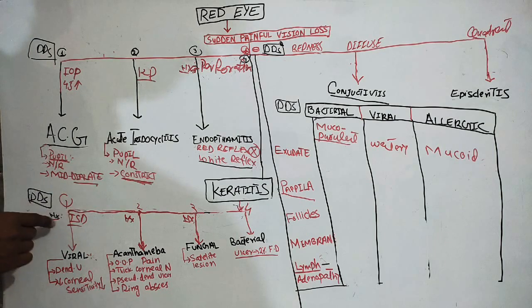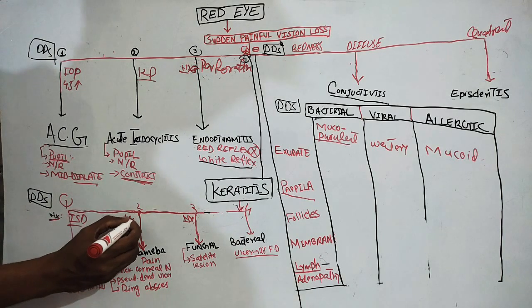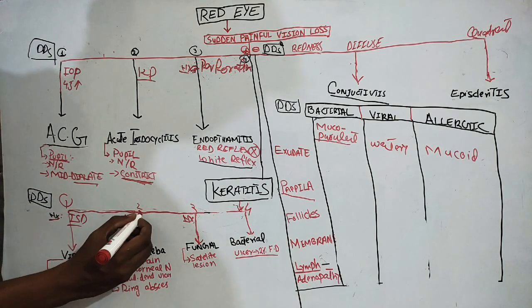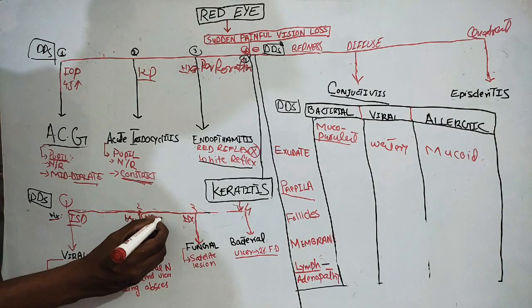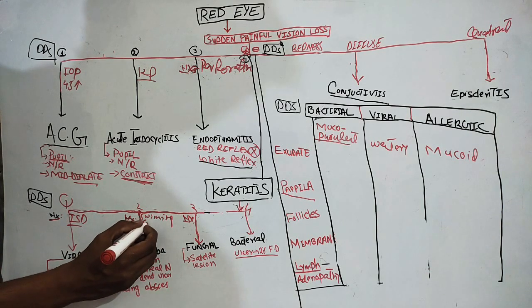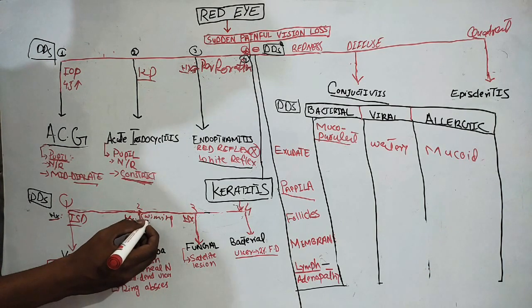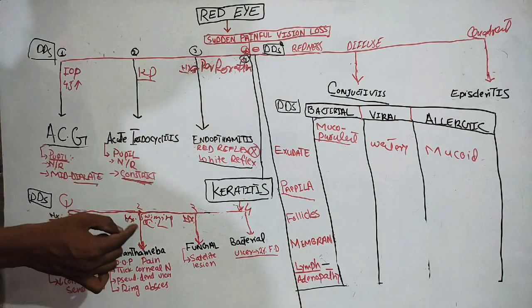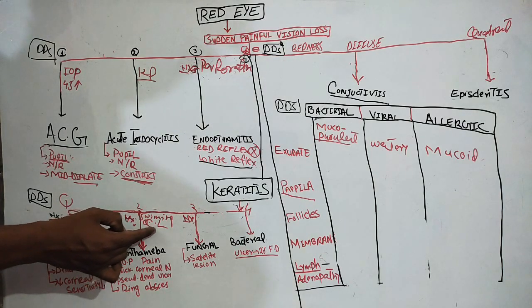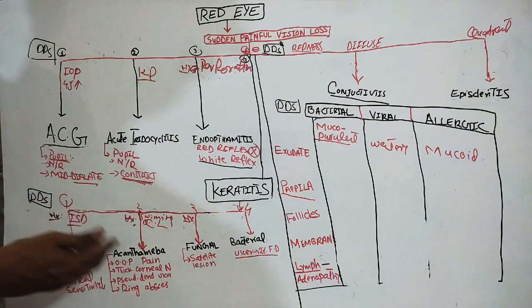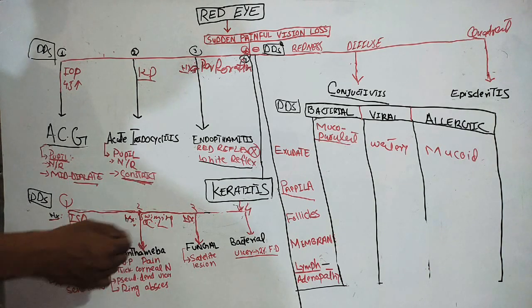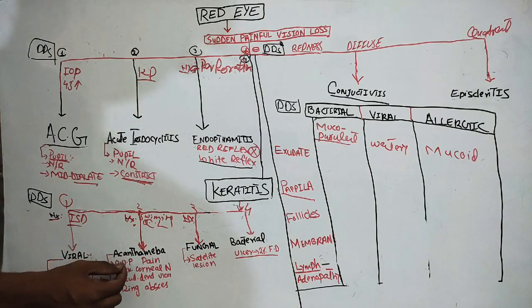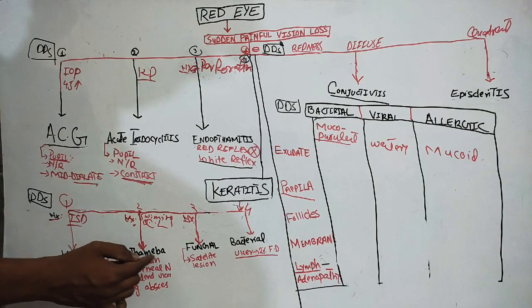If all of these things are normal, then you have to look for the other history, that may be swimming and contact lens. Since acanthamoeba is present in pool water or mostly in water, we have the history of swimming, and the contact lens will provide the adequate environment for the growth of this acanthamoeba, and the patient will come with a complaint of very severe pain.